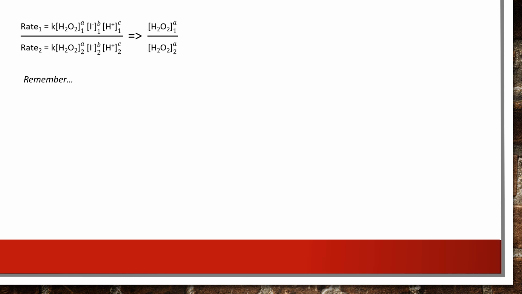So if we divide the rate law for reaction mixture 1 by the rate law for reaction mixture 2, then the specific rate constant and all other terms relating to the other reactants also cancel out, so that the expression now becomes rate 1 over rate 2 equal to the concentration of hydrogen peroxide in reaction mixture 1 raised to its order divided by the concentration of hydrogen peroxide in reaction mixture 2 raised to its order.